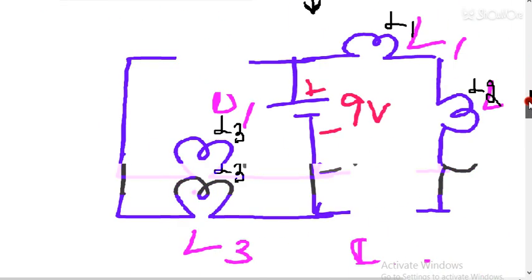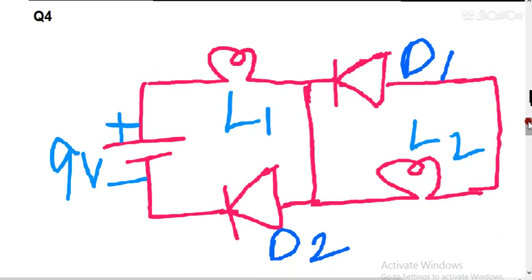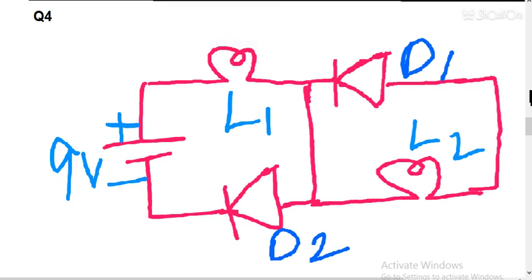Now moving to question number 4. Students, you can pause the video and try question number 4. Then I will solve it. Okay, you can try at your end. Okay, pause the video please. Try to do it at your end. Okay, so now I am going to solve it.